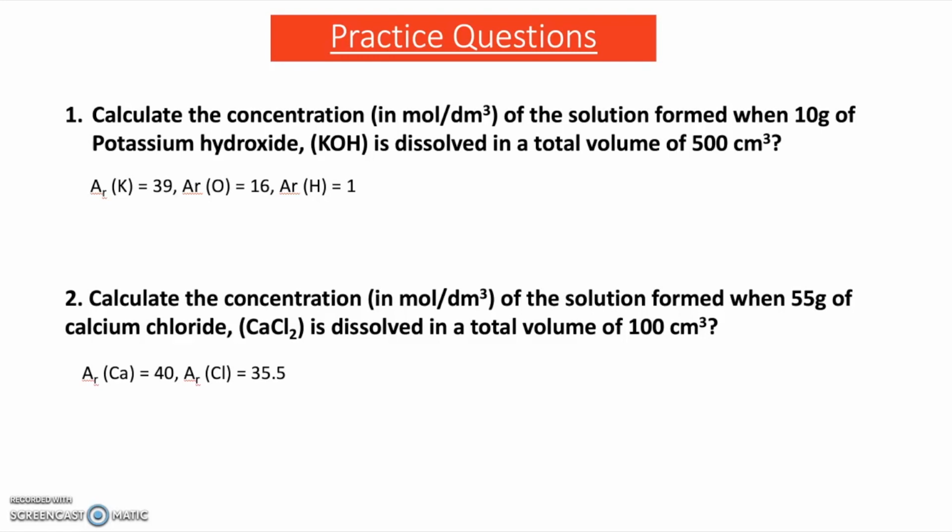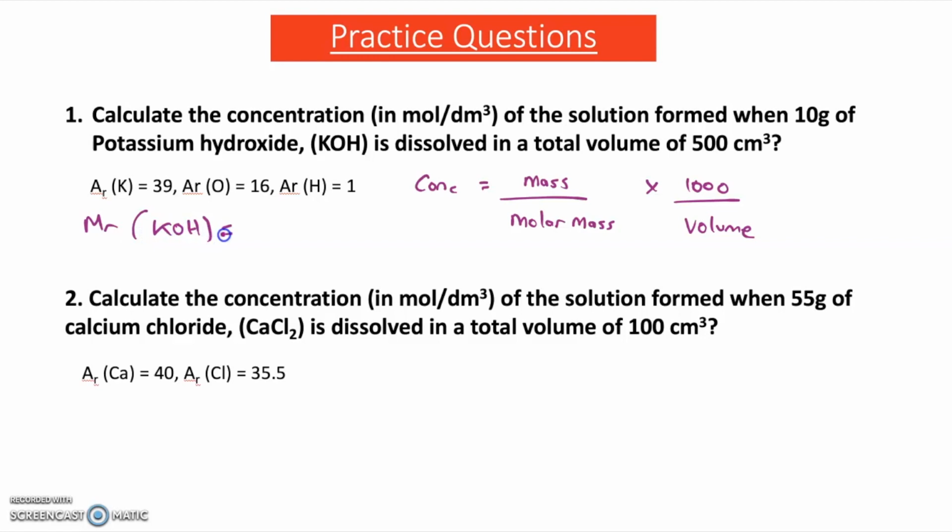So the first practice question is asking you to calculate the concentration in moles per decimeter cubed of the solution formed when 10 grams of potassium hydroxide, KOH, is dissolved in a total volume of 500 centimeters cubed. Now, to work out concentration in moles per decimeter cubed, we use the following equation. It's mass divided by molar mass times 1,000 over volume, and the molar mass is equal to the MR value here of KOH. So to work out the MR value of KOH, I simply add up the AR values for all the atoms present in KOH.